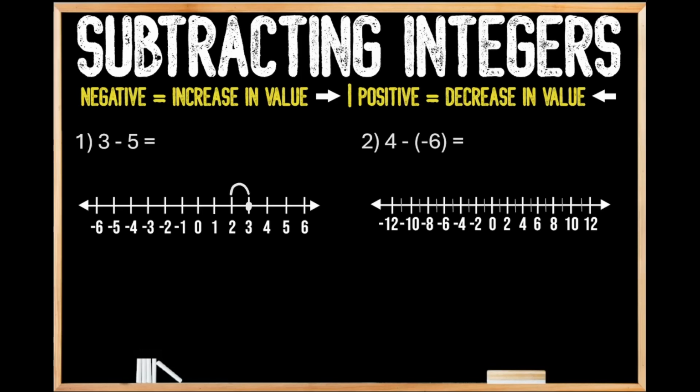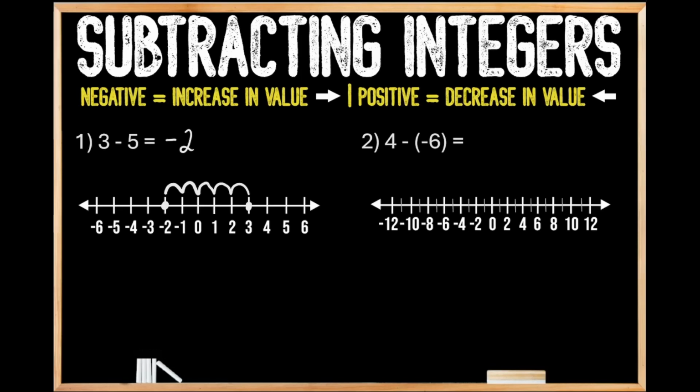So we have once, twice, 3 times, 4 times, and 5 times, which is going to leave us at -2. So when we take away 5 from 3, we get -2.